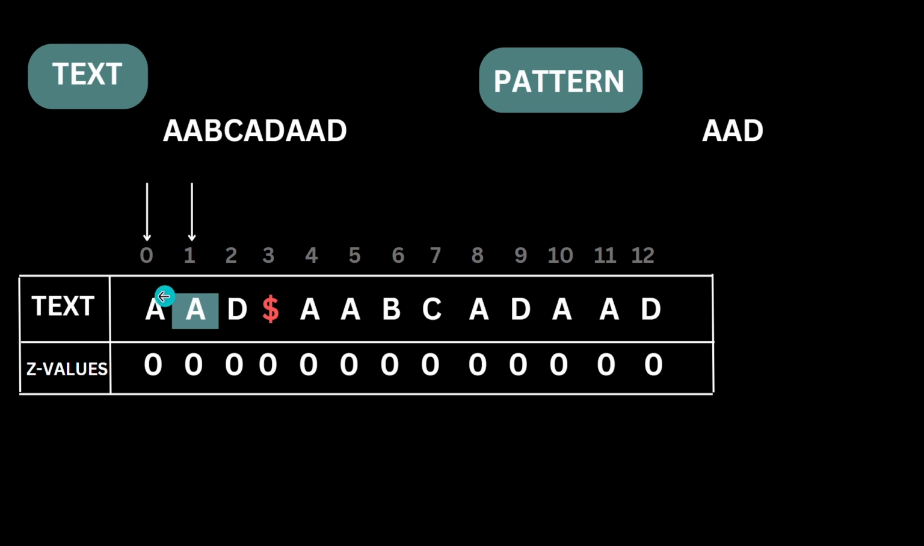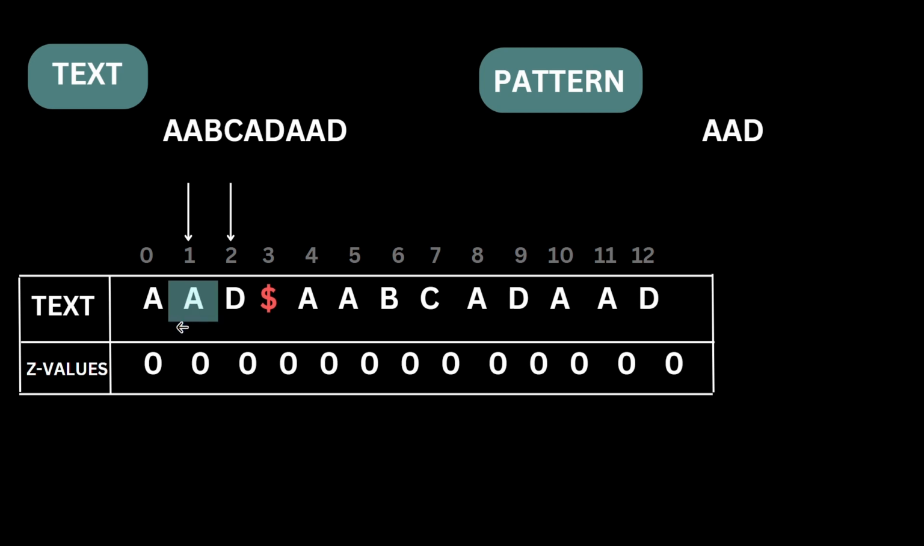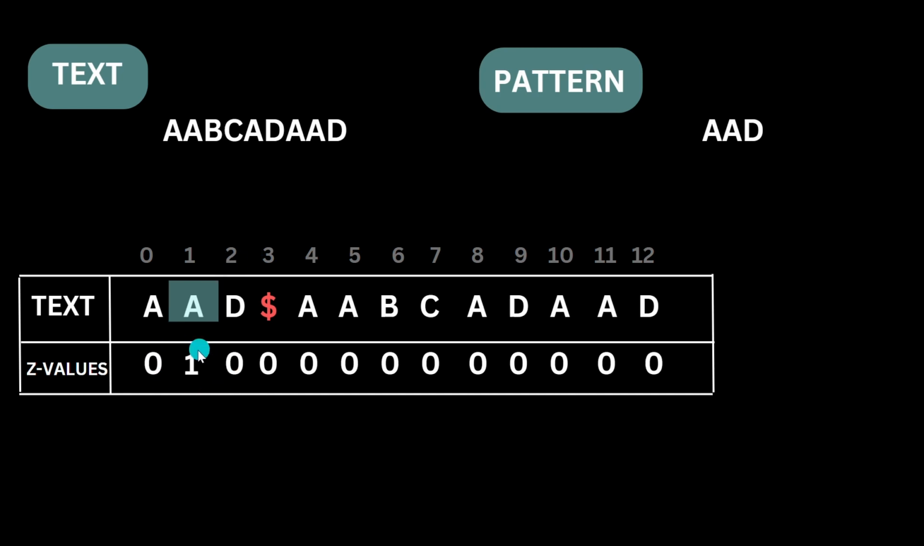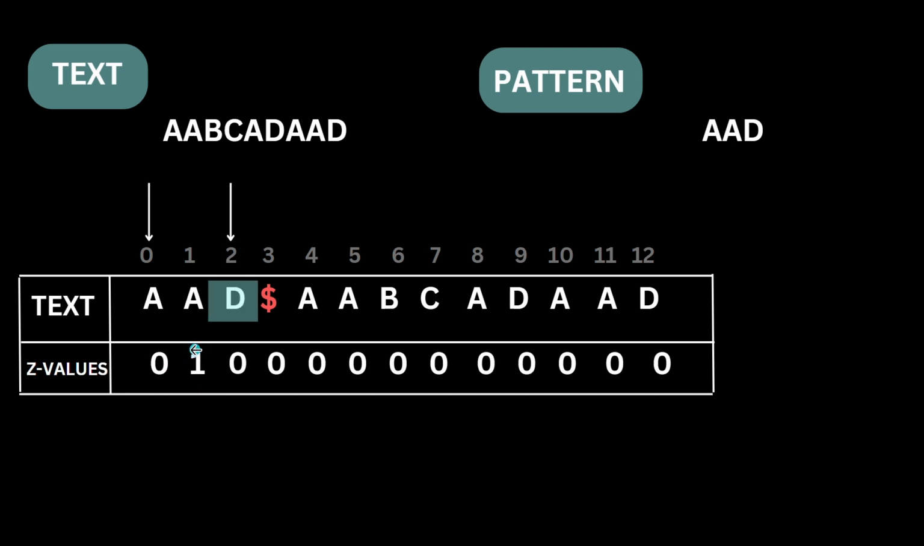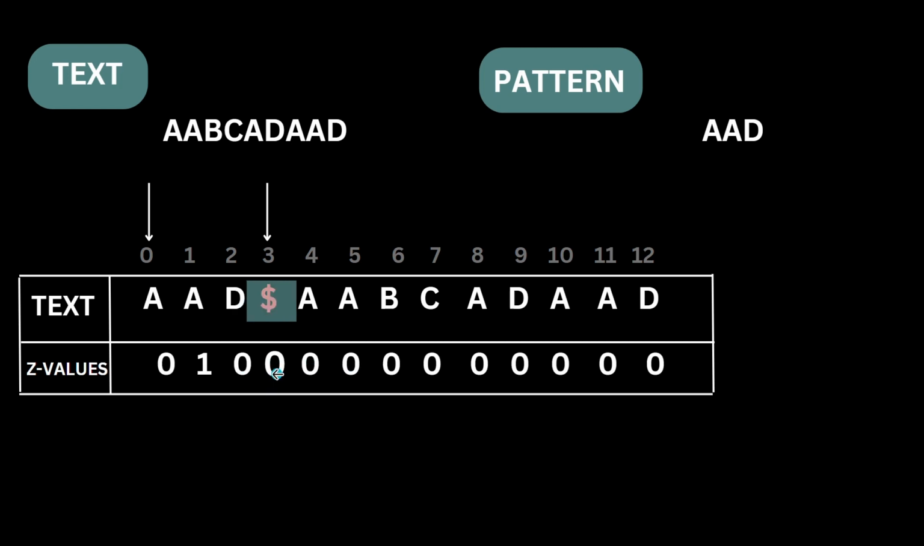Now we'll move to index 1. Compare index 1 with index 0. They both are equal, so we'll compare index 2 with index 1. They are not equal. So the Z value of A, which is at index 1, is 1. Now we'll move to index 2. Comparing index 2 with index 0, they are not equal, so the Z value is 0. Moving to index 3, they are not equal. It is the dollar symbol and A, so the value is 0.